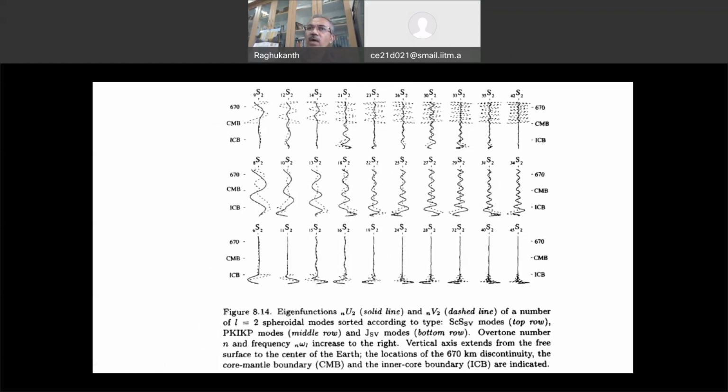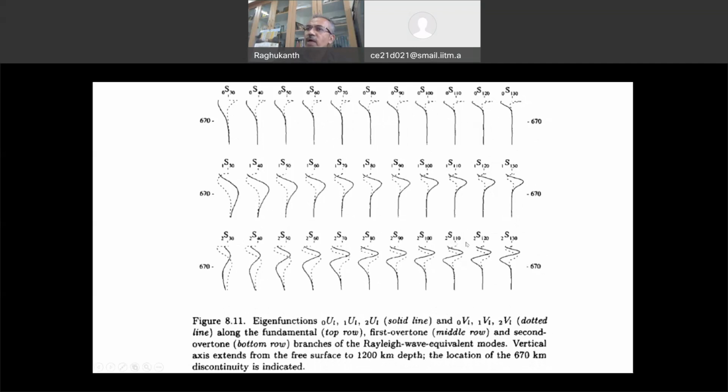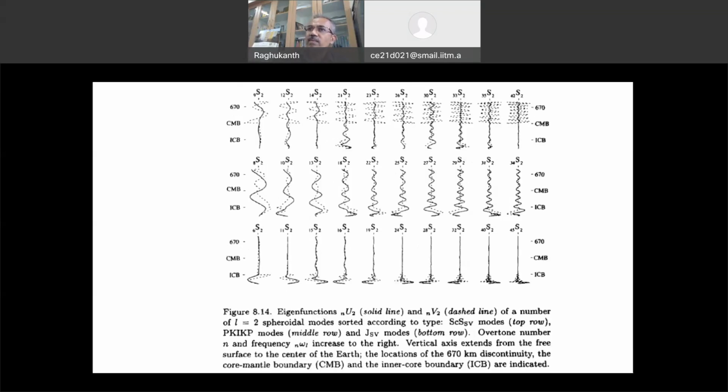Here also we have 2S90, 2S100, 2S110, 2S120, 2S130. These are the displacements. But if you want to find out in ICB regions, which mode has a high displacement there? This is the surface. Now at the inner core boundary, which will have the highest? You can see 6S2, 11S2, 28S2. They will have the high displacement. So if you find these modes, they will be able to tell you what type of material is there in your inner core boundary and other things also.